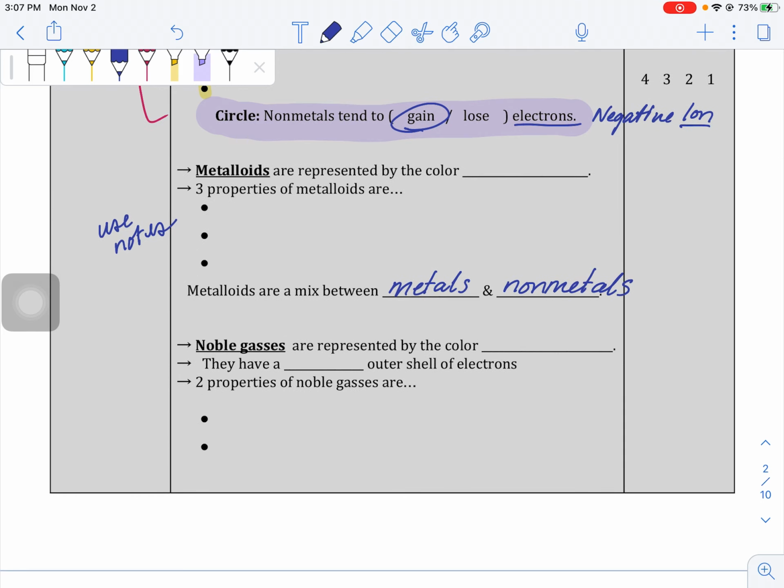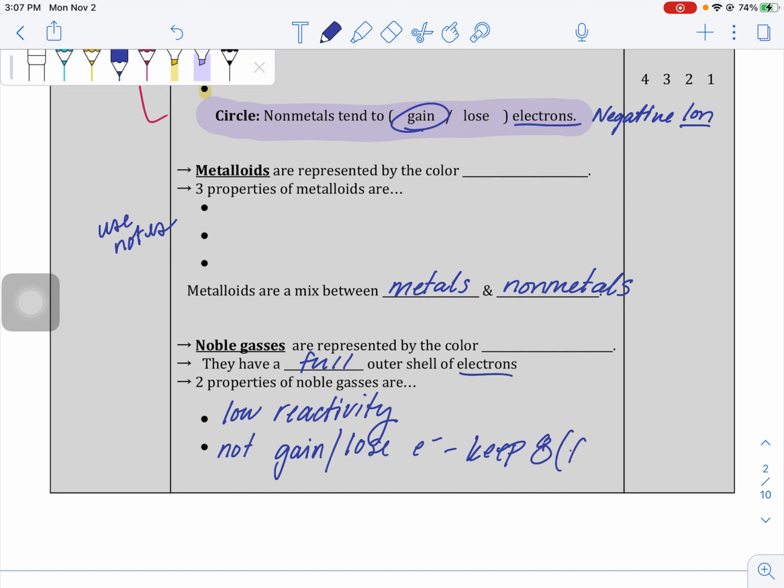This last group here, noble gases, what we know is that they have a full outer shell of electrons already. Because they already have that full outer shell of electrons, they really have a low reactivity, meaning they're not going to gain or lose electrons, but they're going to keep their 8 or full outer shell that they already have. They're not looking to get or give electrons to anybody else. They're happy the way that they are.